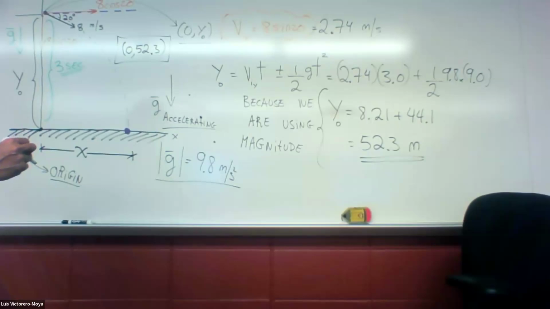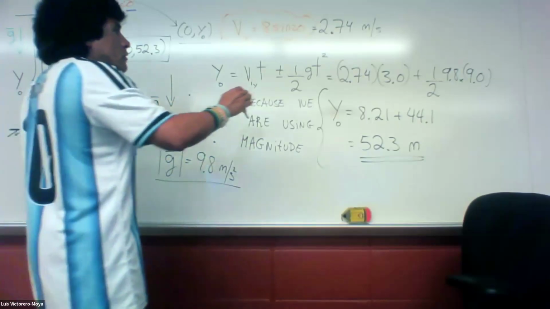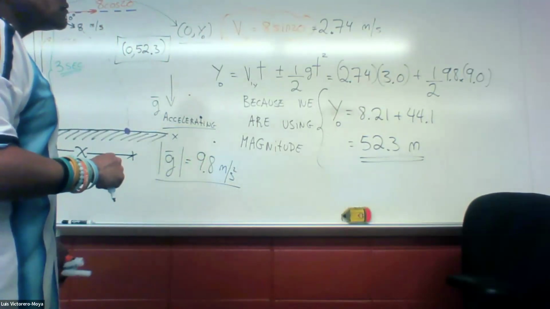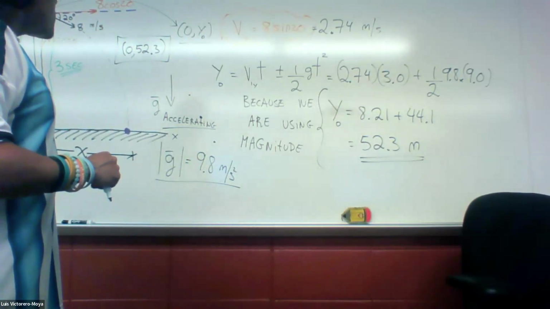Professor, for the y equals, right, you have 2.74. Oh, okay, never mind. I didn't see how I was multiplying, my bad. Oh, yeah, it's 2.74 times 3 plus 1 half g t squared. All right.